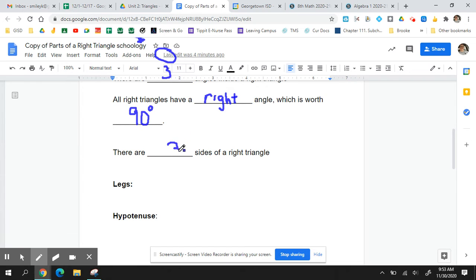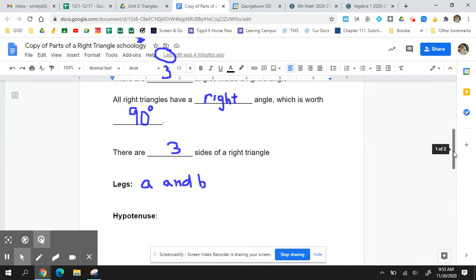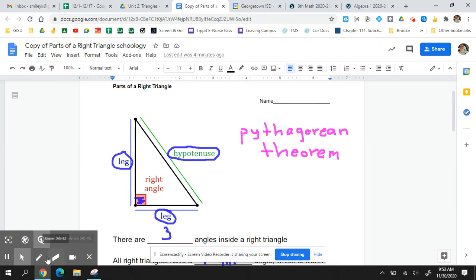So there are three sides because there are three angles. The legs, what we're going to call those are A and B. Okay. It doesn't matter which one is which. But one is going to be an A and one is going to be B. So if I go right back up here to the top, let me change the color so you can see it. My A would be here and my B would be on the base, the bottom of my triangle. Again, you could switch these. And then my hypotenuse is what we like to call C.